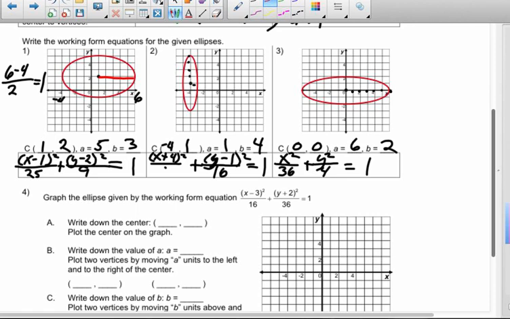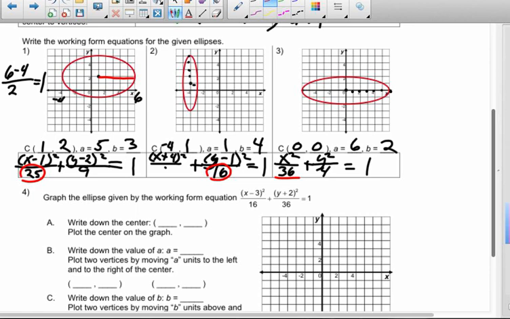It's got its longest one in the x direction. And sure enough, my biggest number is under x. This one is elongated in the y direction. And sure enough, my bigger number is under y. And again, this one is elongated in the x direction. And my biggest number is under x.